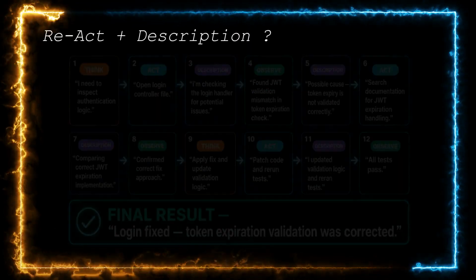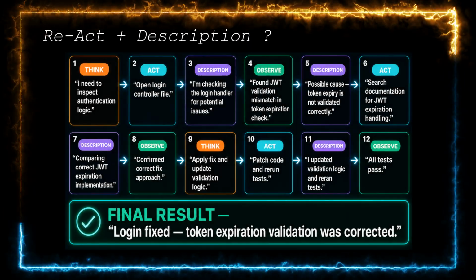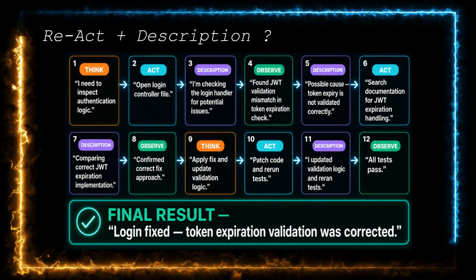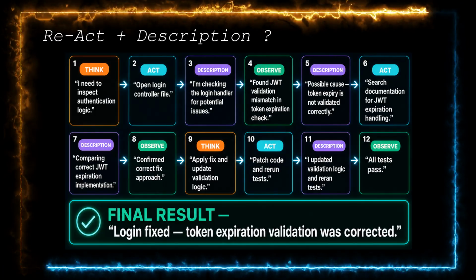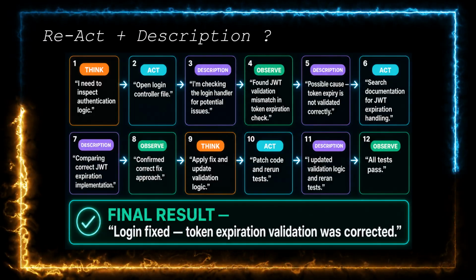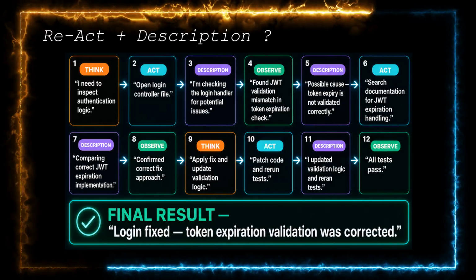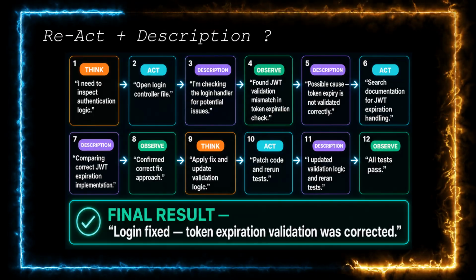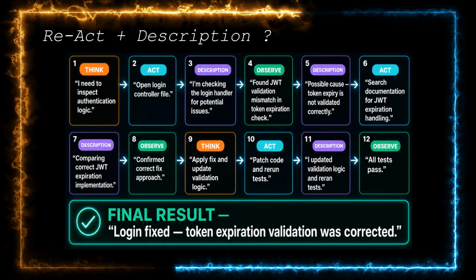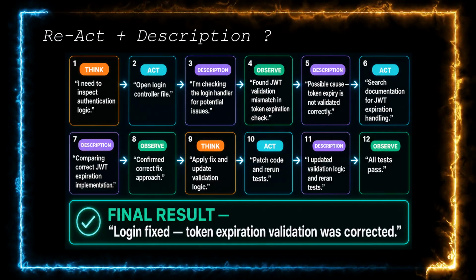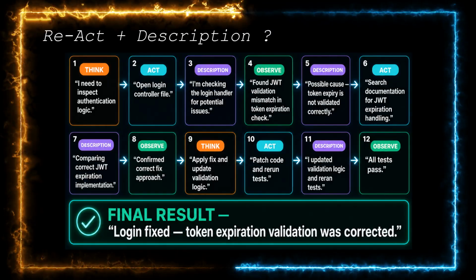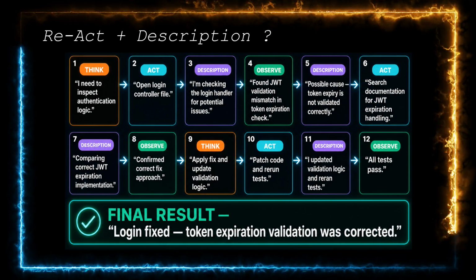Example: fix the bug in my API where login sometimes fails. Think: I need to inspect authentication logic. Act: open login controller file. Description: I'm checking the login handler for potential issues. Observe: found JWT validation, mismatch in token expiration check. Description: I found a possible cause. Token expiry is not being validated correctly. Act: search documentation for JWT expiration handling. Description: comparing correct JWT expiration implementation.